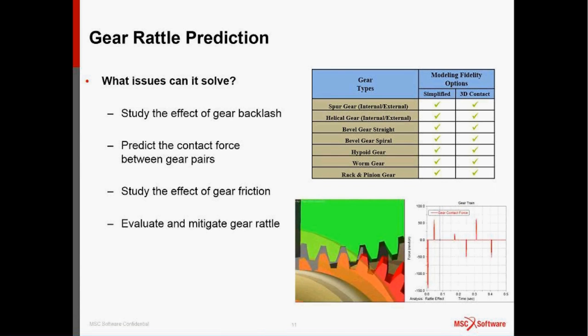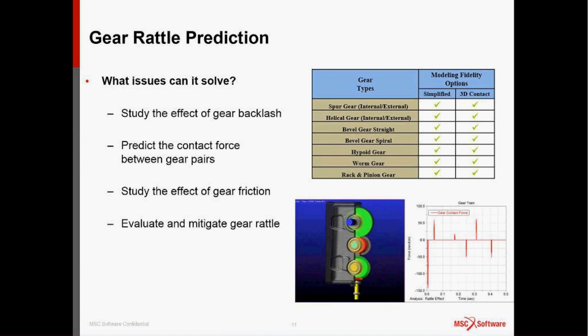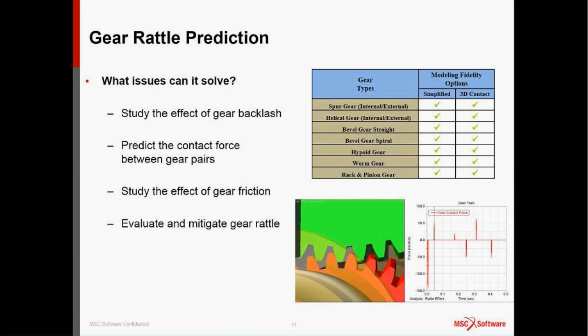Next is the gear rattle prediction. We have this tool called the Adams Machinery, and with that you will be able to create those gear systems with very high efficiency. As a result of creating those gear systems using Adams Machinery, you will get the actual contact between the different gear teeth. So, for example, you will be able to set the angle of the backlash for the two gears in one gear pair.